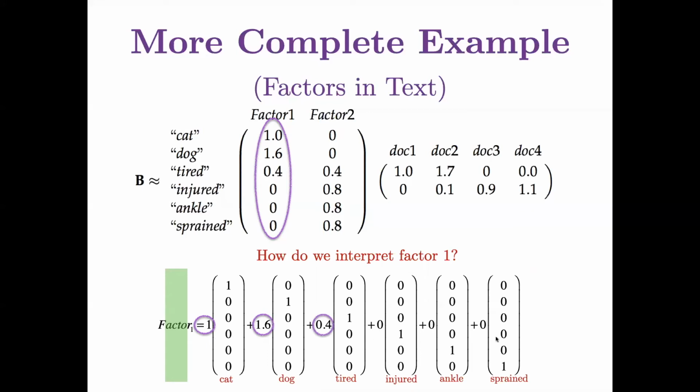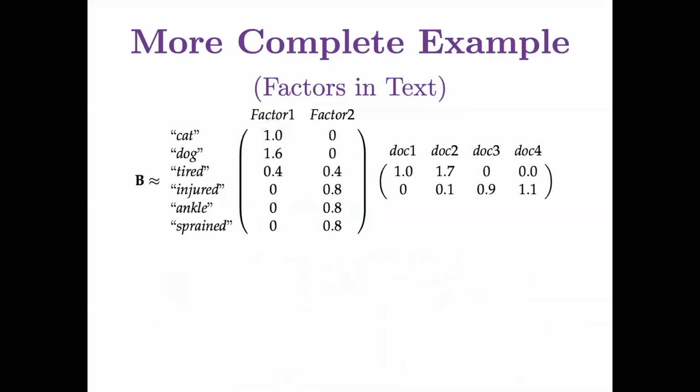And so it has non-zero coordinates only for the directions cat, dog, and tired. A logical way to label that collection of words might be pets. And similarly with factor 2, when we look at the loadings in factor 2, again, that's just the entries in these columns, we would see the large values around injured, ankle, and sprained and might call that injuries. So this first matrix allows us to see those latent topics that we uncovered, which were pets and injuries.